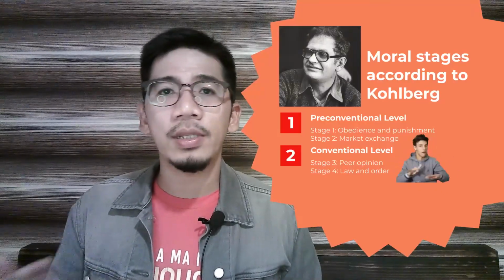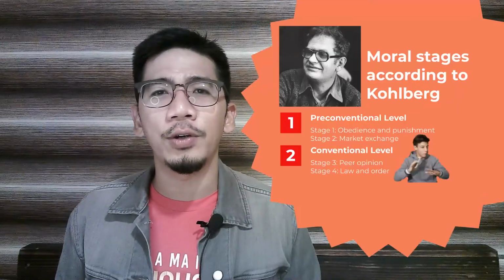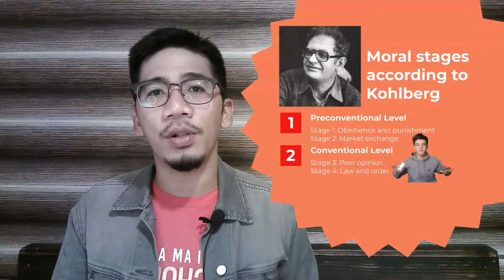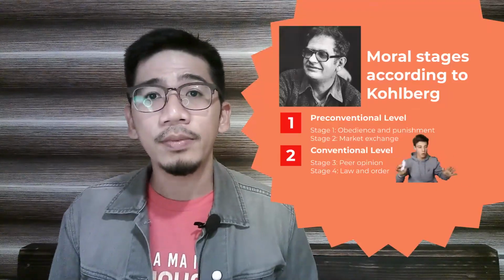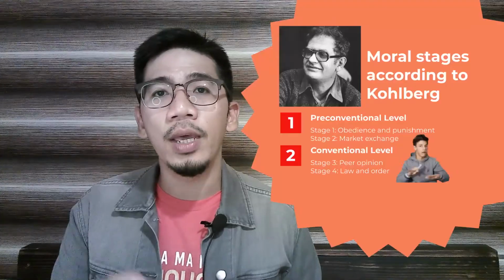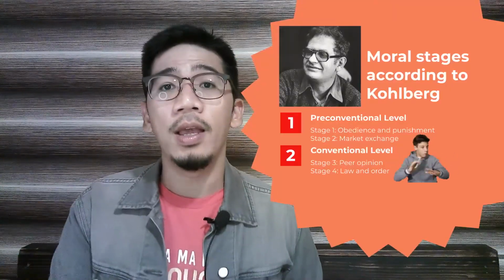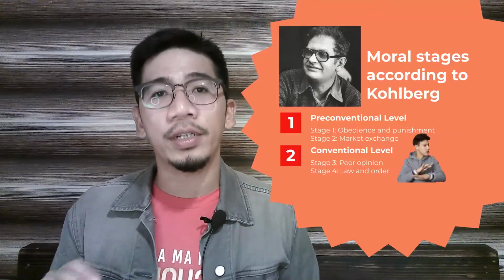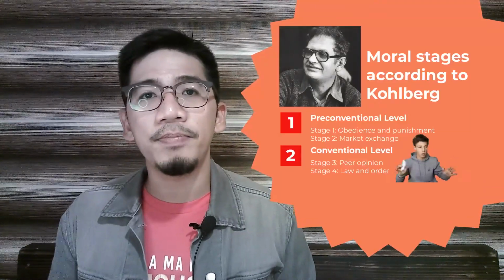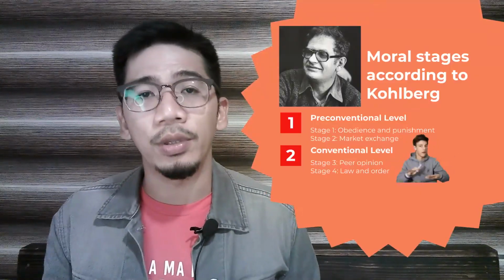At first, in stage 3, the child's reference group is immediate peers. So stage 3 is sometimes called the ethics of peer opinion. If peers believe, for example, that it is morally good to behave politely with as many people as possible, then the child is likely to agree with the group and to regard politeness as not merely an arbitrary social convention, but a morally good one.